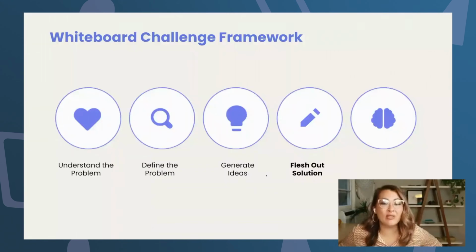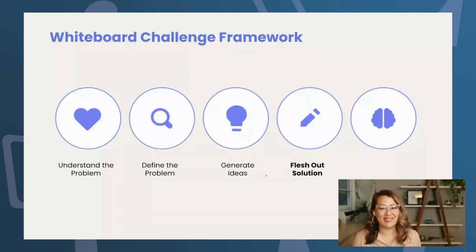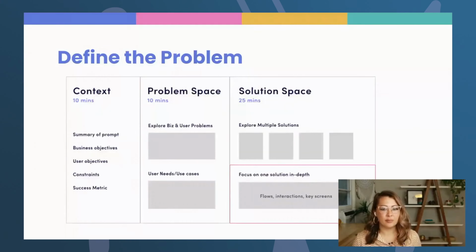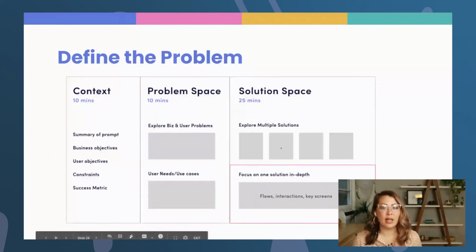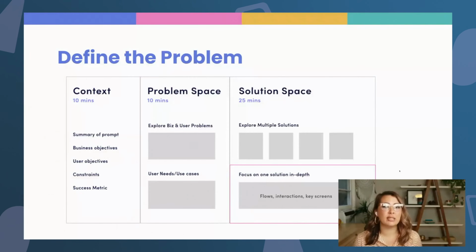So now we have so many solutions, right? And we want to flesh out a solution. So down here at the bottom right corner, this is where we're going to focus on one solution in depth. So you're going to pick a solution and you're going to talk about why you've selected that solution, right? So from here, I want to show the flows, some of the key screens. So I'm going to start to get sketching.